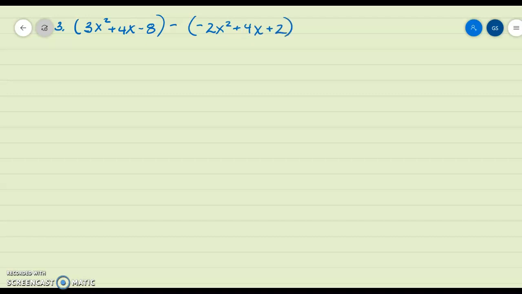Okay, so here's another one. It's a biggie. So what we're going to do is, in order to get rid of the parentheses, we distribute a 1. Well, in this case, we're distributing a 1. I'm going to put a 1 in front. And when we distribute it, we get 3x squared plus 4x minus 8.